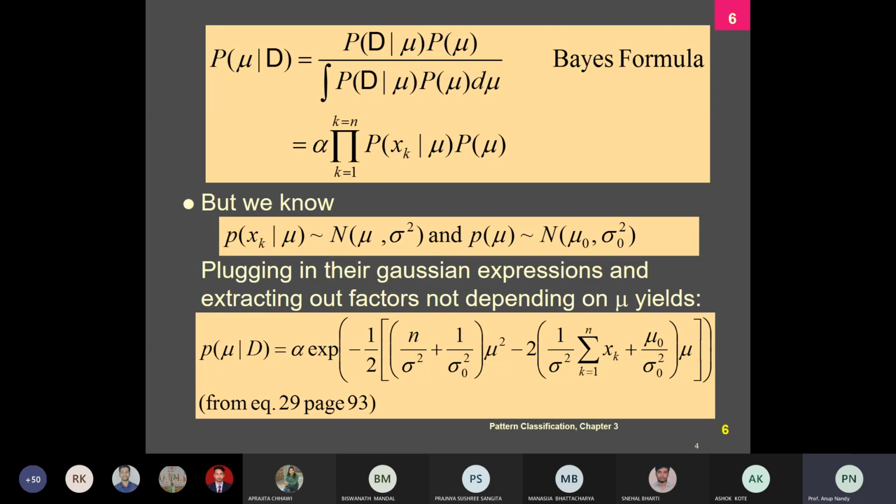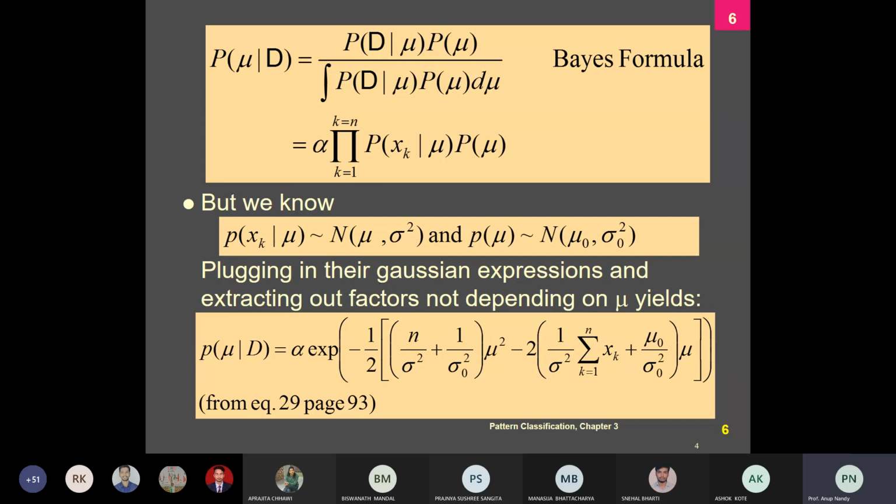And what will be the formula for the P(mu)? It is also a univariate Gaussian, as it follows a prior density, where the mean is mu naught and the variance is sigma naught square. Then you will have 1 by root over 2 pi sigma naught, exp of minus half, (mu minus mu naught) divided by sigma naught, whole square. Now you just simplify it.